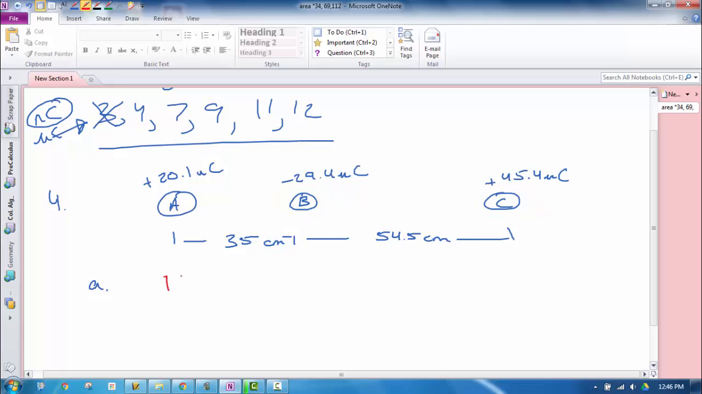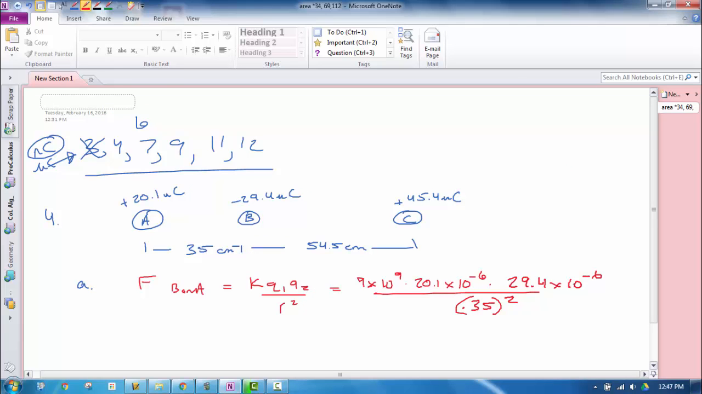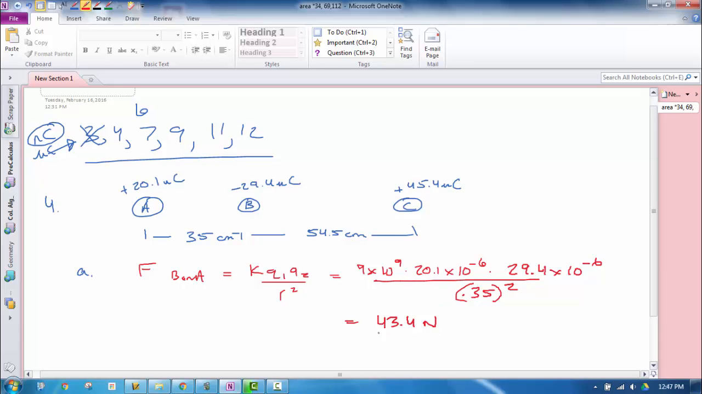Let's first find the force of B on A. I'm going to write it like that. So that force is K Q1 Q2 over R squared, where K is 9 times 10 to the ninth. If you fill the rest of it out, you get this. You plug in the charge from B, the charge of A, and the distance between them. Make sure you use 0.35 meters and not 35 centimeters. When you evaluate that, you get 43.4 newtons.